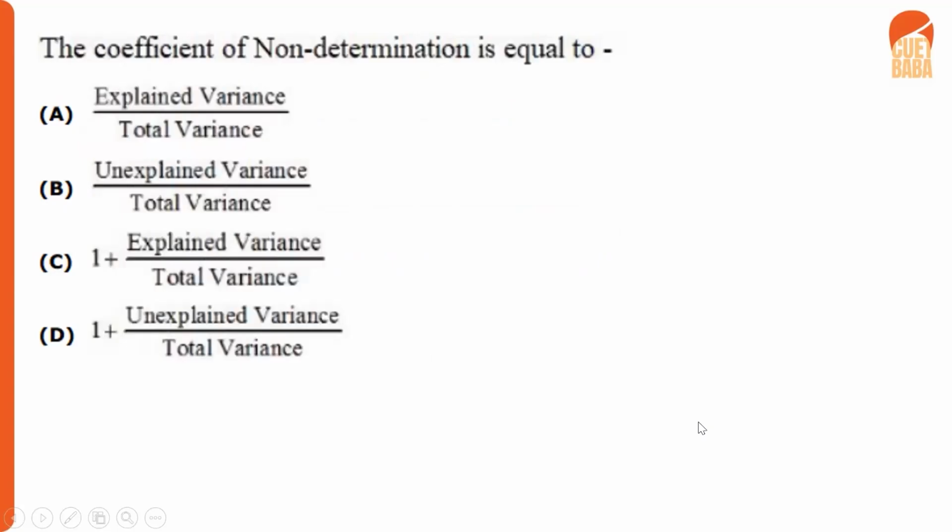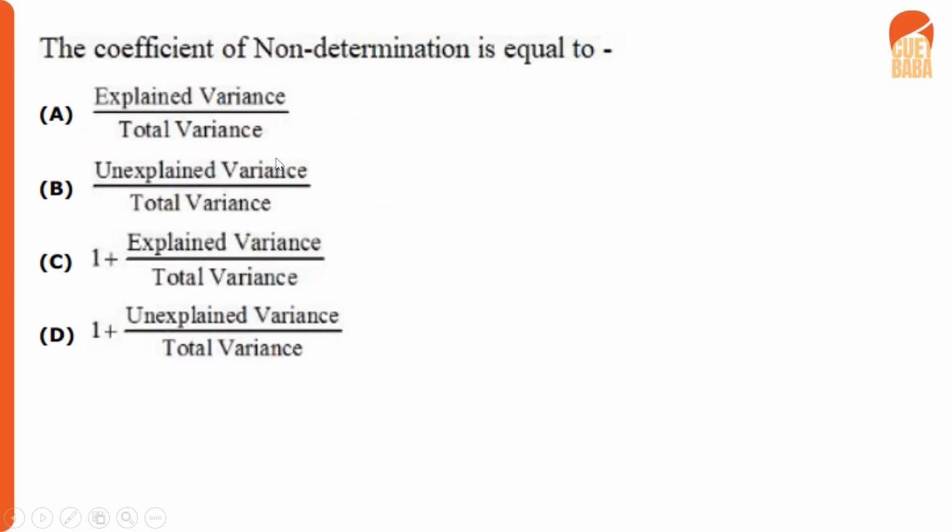Then we have, the coefficient of non-determination is equal to. So the non-determination over here means the unexplained variance. So in these options itself, we can cut short the other two, which show the explained variance. So we don't need that. We will be looking for the unexplained variance. So again, we have two options with unexplained variance. So out of these two, which one would we select?